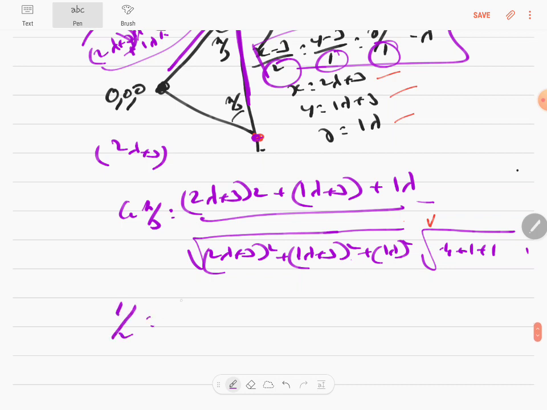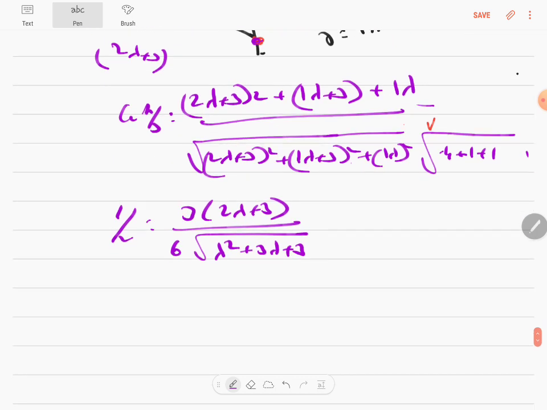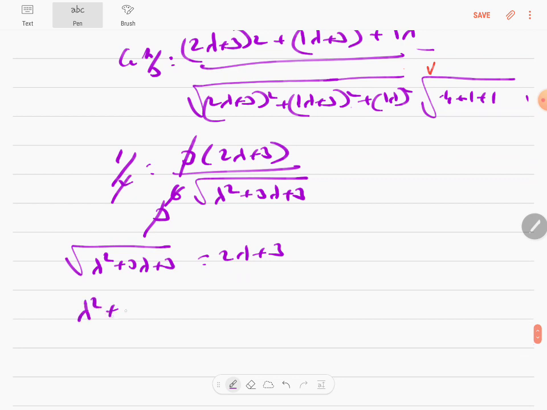When you solve the numerator, you'll get 3 into 2 lambda plus 3. By the denominator, you'll get 6 into root of lambda square plus 3 lambda plus 3. Just try to solve it. Here the 2 and the 6 can get cancelled, and 3 and 3 also get cancelled. Thus the root of lambda square plus 3 lambda plus 3 itself is 2 lambda plus 3. Squaring both sides, lambda square plus 3 lambda plus 3 is equal to 4 lambda square plus 9 plus 12 lambda.